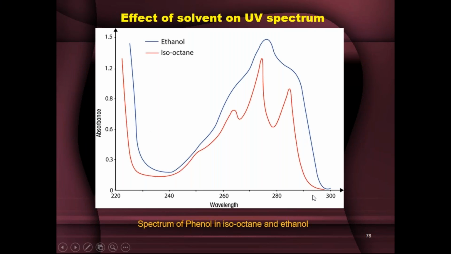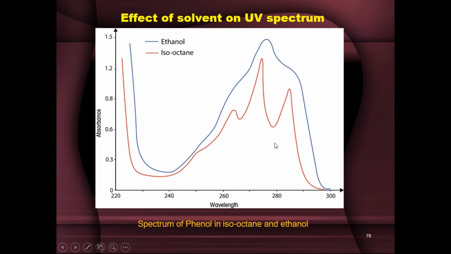Now, this is what I was referring to: the spectrum of phenol in isooctane and ethanol. Isooctane being more non-polar, you will see the fine structure. This is the fine structure, the small peaks that are evident. But if you take a polar solvent like ethanol and dissolve phenol in it, you will see just a peak like this, as indicated by the blue graph. So you get a broad single peak. You don't get the fine structure.